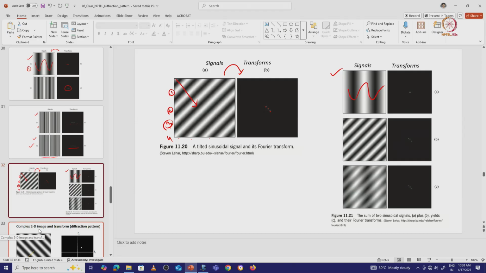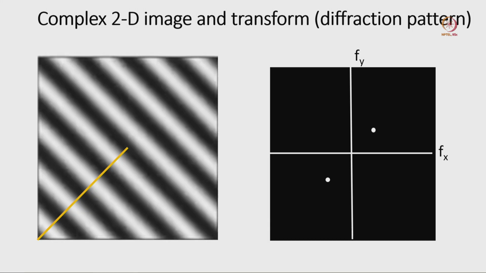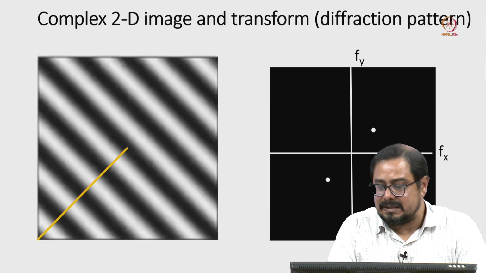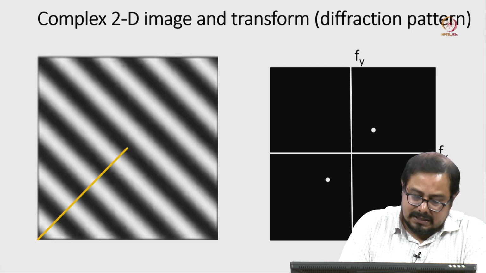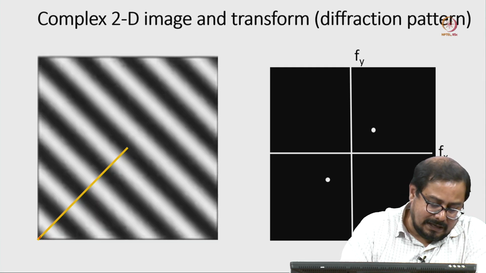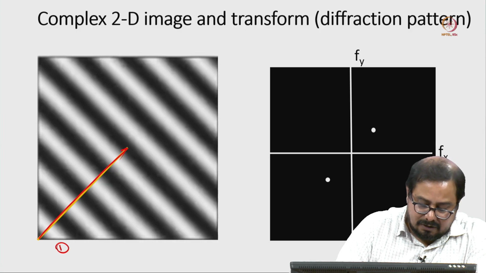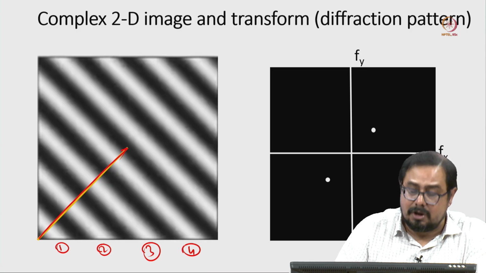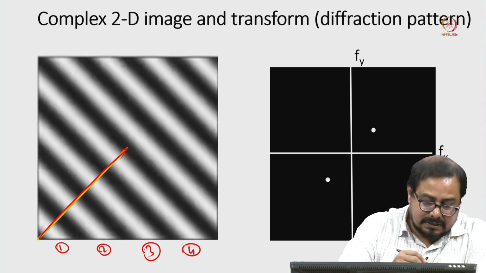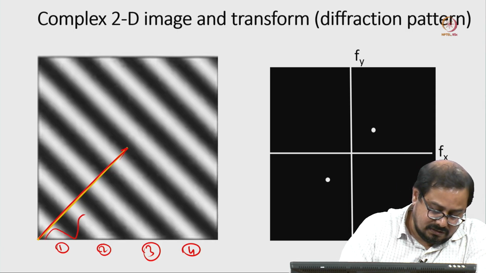Let me come back to the next slide, which will help us understand these things. So here there is a complex 2D image and its transformation. What we are doing here is counting the wave. The wave is propagating in this particular direction. Now it has a frequency, so you have to count how many ups and downs, or how many oscillations, there are.